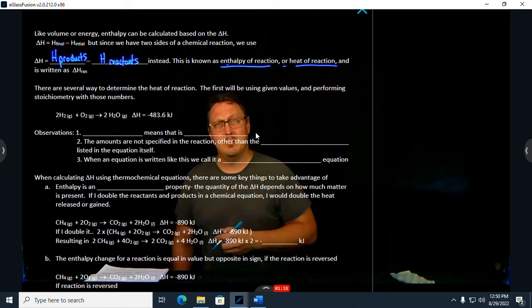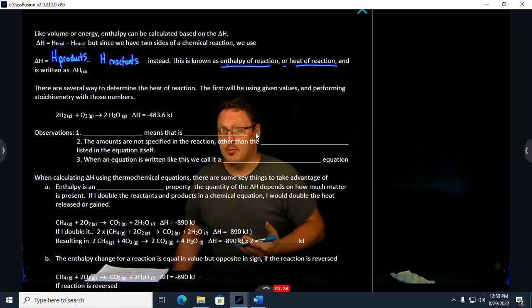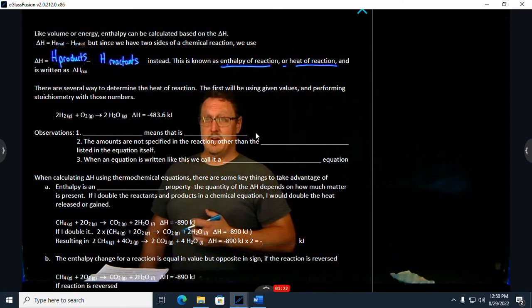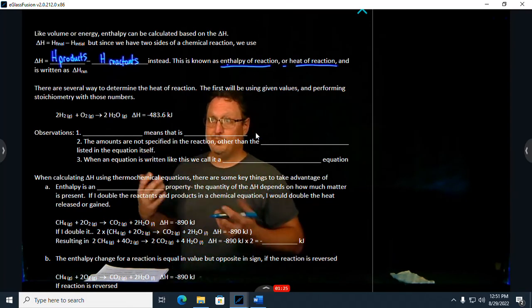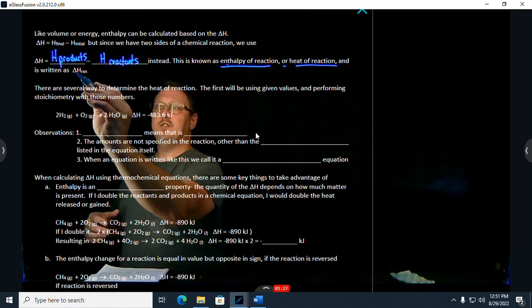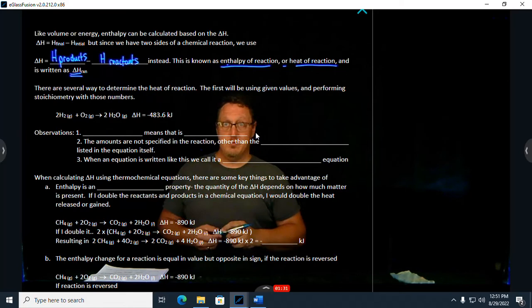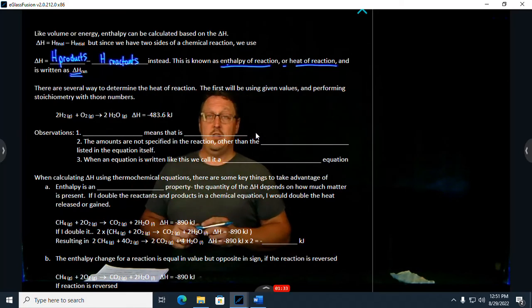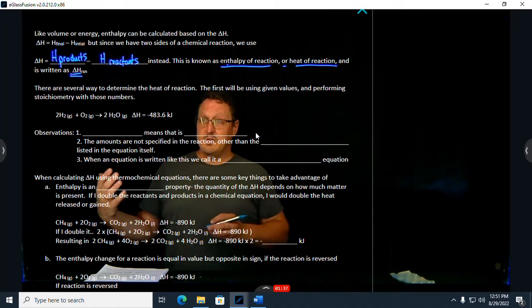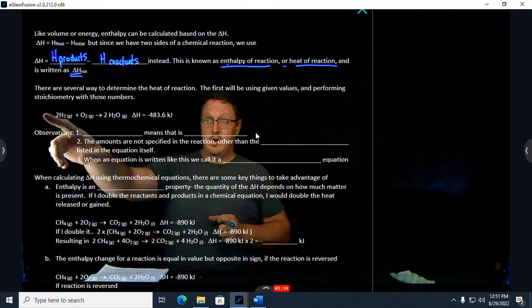Those two are used almost interchangeably. I probably will use them interchangeably, and I'm sorry because I tend to do that. But it's written as delta H of reaction. Okay. Now there's several ways to determine the heat of a reaction. And the first way that we're going to use is to be using a given set of values and performing stoichiometry with those numbers.